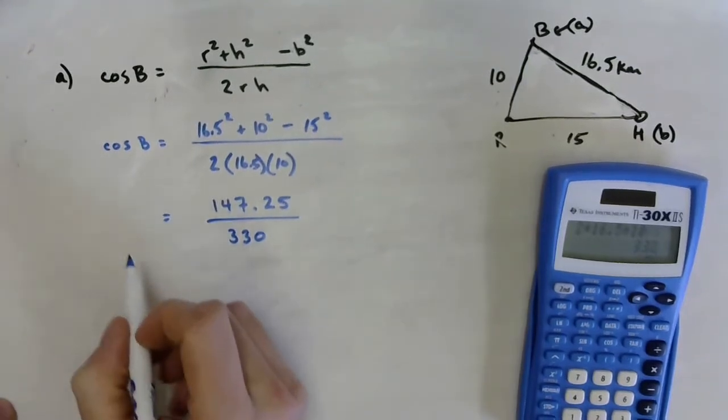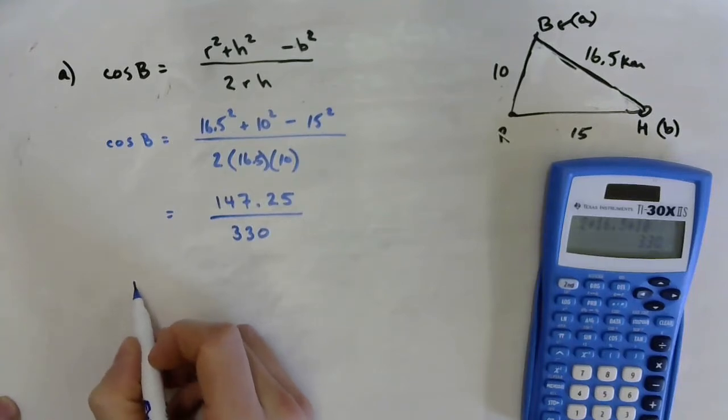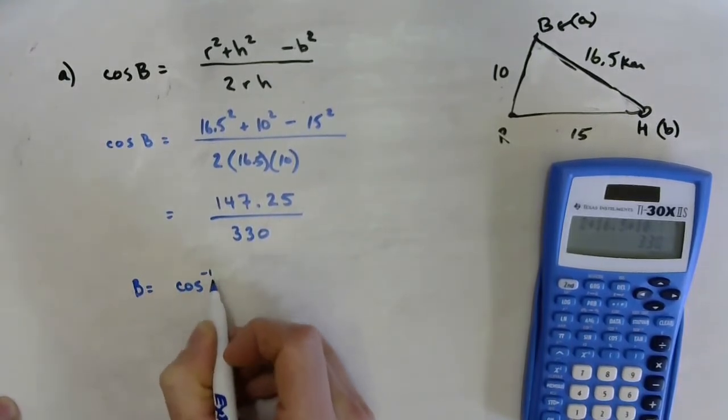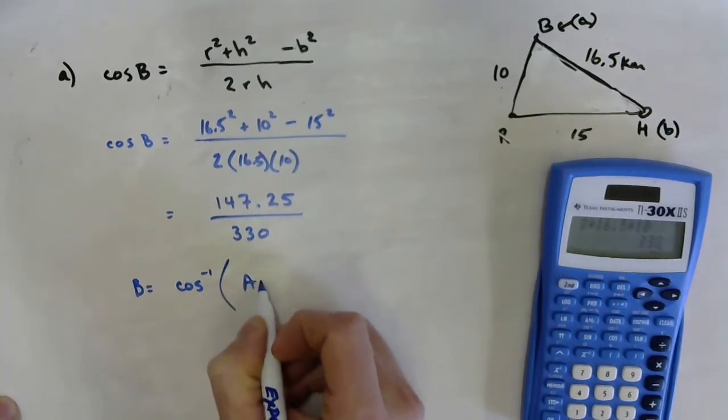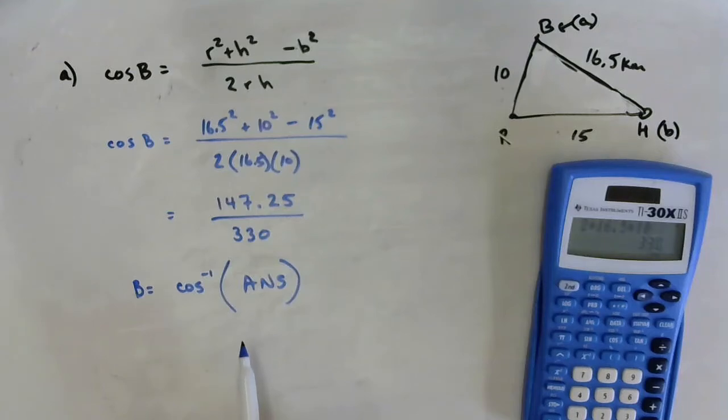And now I can take the inverse cosine of both sides. That's going to leave me with just angle B here. And over here, I'm going to have the inverse cosine of Answer. Because I want to go faster in my practice problems, I'm just going to write Answer there.